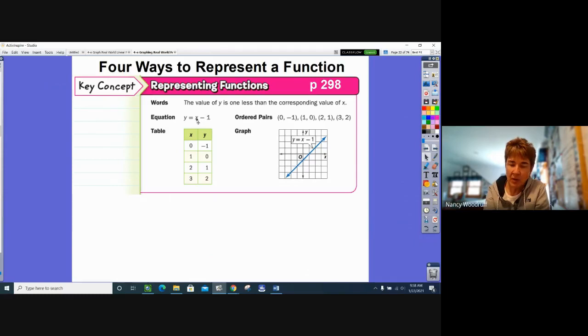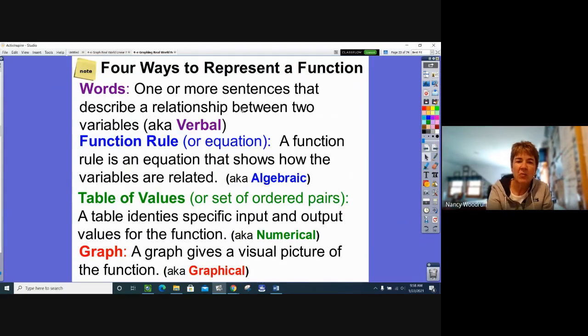We've talked about going from a function rule to a table. Boo on the book that they don't have a negative input on this one. And then we've talked about how to go from a table to a graph. That table is a set of ordered pairs that we plot. So basically there are 4 ways as we head forward that we're going to see our functions. We're going to see them written in words. It's going to be a real world problem. We're then going to write a function rule, call it an equation. We're going to use that equation to make a table of values.